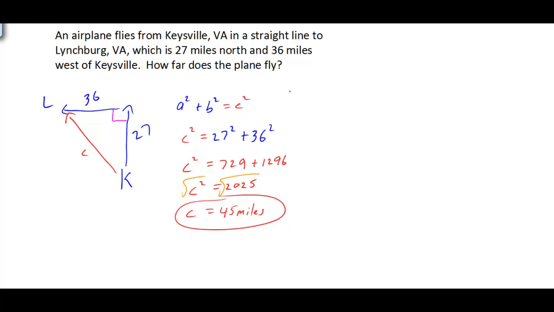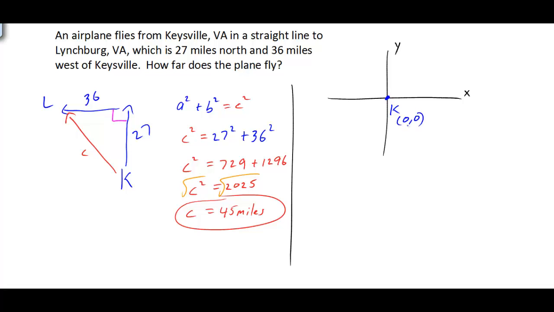Now, we can set this up a different way, and we can set this up using the distance formula. And if we think about this problem another way, let's think of having our x and y axis here. And if we think of starting out the origin as being our location for Keysville, well, that means our starting point would be at the origin 0, 0.